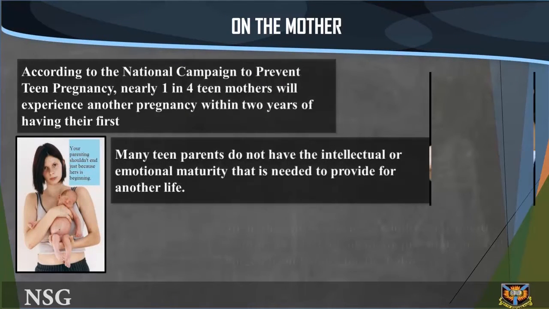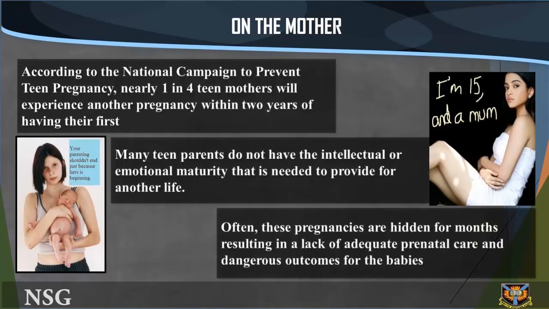According to the National Campaign to Prevent Teen Pregnancy, nearly 1 in 14 mothers will experience another pregnancy within 2 years of having their first. Pregnancy and giving birth significantly increases the chances that these mothers will become high school dropouts, and as many as have to go on welfare. Many teen parents do not have the intellectual or emotional maturity that is needed to provide for another life.